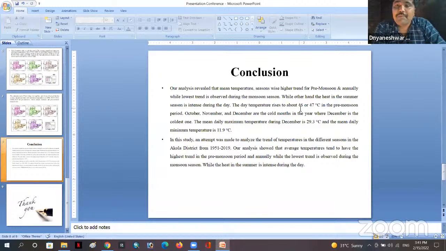The mean daily maximum temperature during December is 29.3 degrees Celsius, and the mean daily minimum temperature is 11.9 degrees Celsius. And lastly, our analysis shows that the average temperatures tend to have the highest trend in the pre-monsoon period and annually, while the lowest trend is observed during the monsoon season, and summer days have intense heat, while the nights in December are coldest.